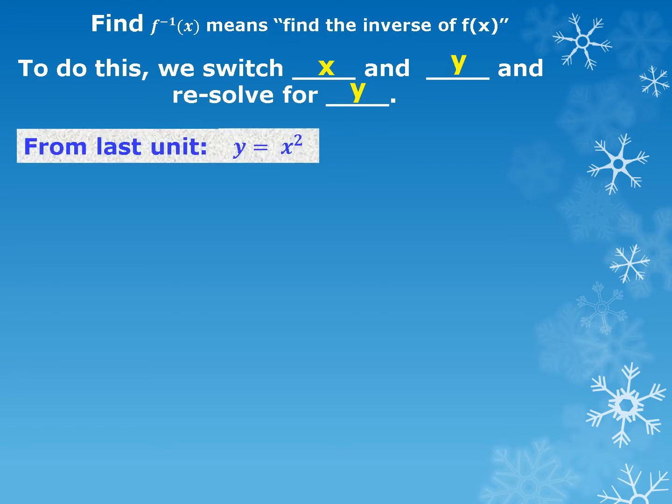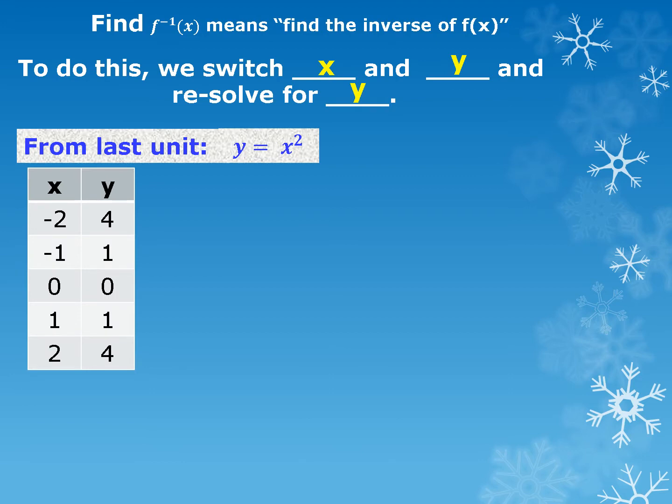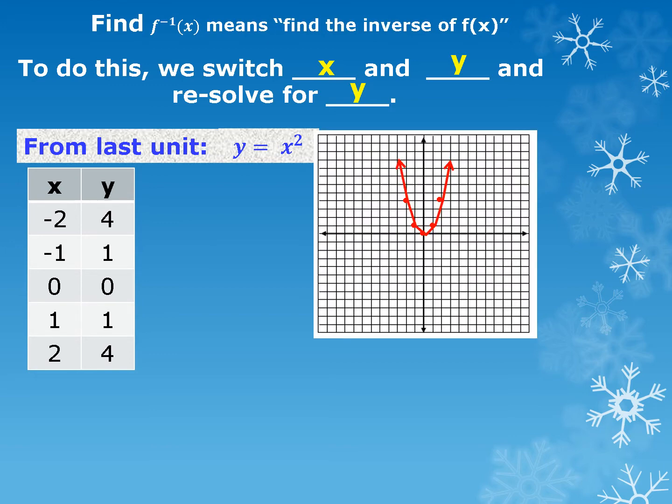Now, let's revisit from our last unit, Unit 4, back before winter break. We talked about quadratic functions and equations. And that was y equals x squared. If you remember, your parent function of the quadratic was negative 2, negative 1, 0, 1, and 2 for the x's, and then 4, 1, 0, 1, 4 for the y's. This is the parent function of the quadratic function. So graphically, that's what it looked like.